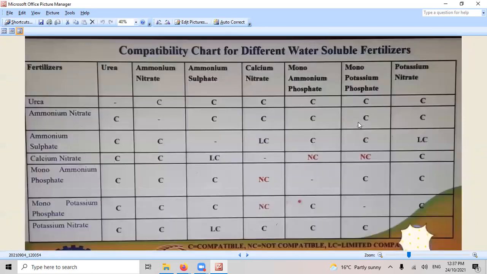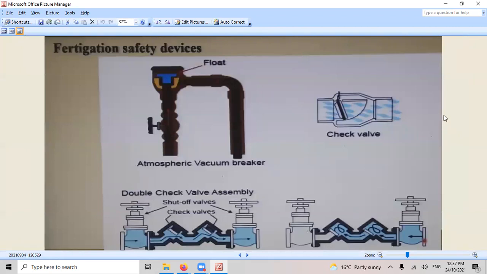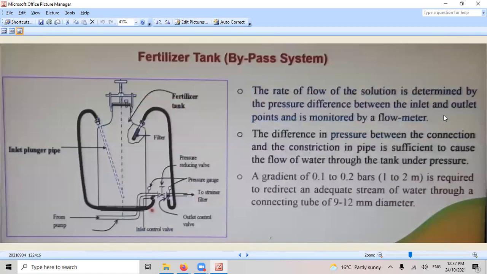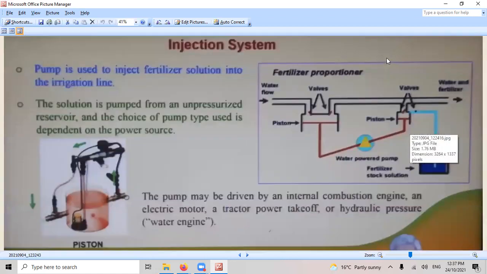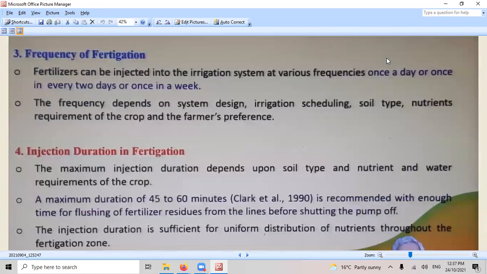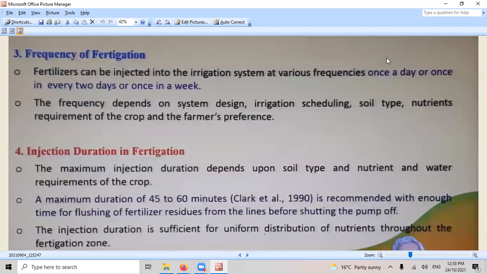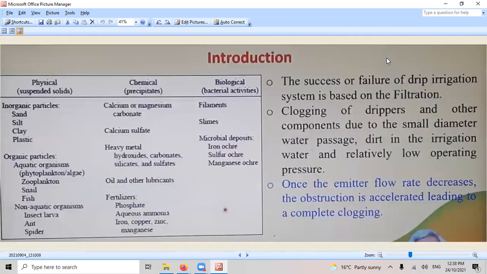Then you get to micro fertilizers. How to do proper fertigation. Yeah, different. That's the comparisons of ammonium nitrate, ammonium sulfate, potassium sulfate, potassium chloride, and we go on. Safety is very important. Always put all sorts of flow and check internal valves everywhere. So there you go, there's a formula to work out your estimation of fertilizer requirements. And then it goes further on to get real specific.